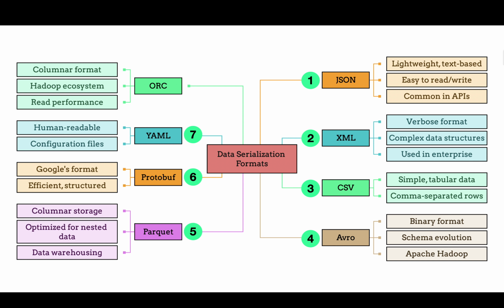7. YAML, YAML Ain't Markup Language, a human-readable format, often used for configuration files and data exchange where readability is paramount. 8. ORC, optimized row columnar, a highly efficient columnar storage format used in the Hadoop ecosystem. It optimizes for read performance, compression, and improved efficiency in data processing.